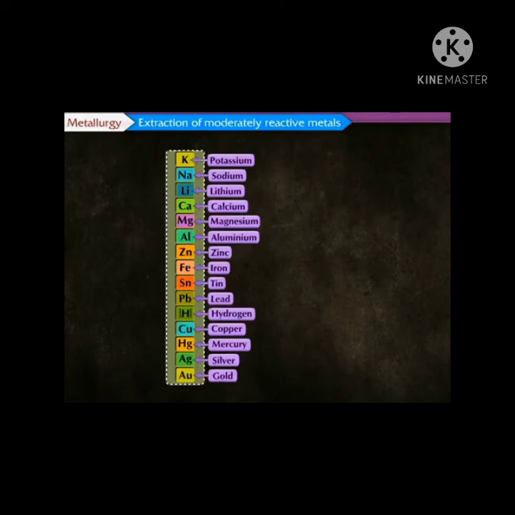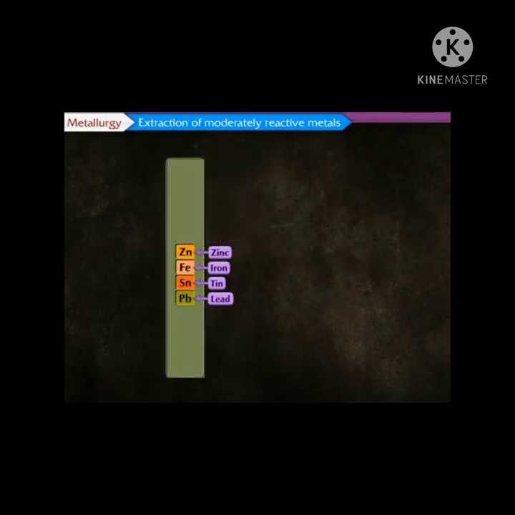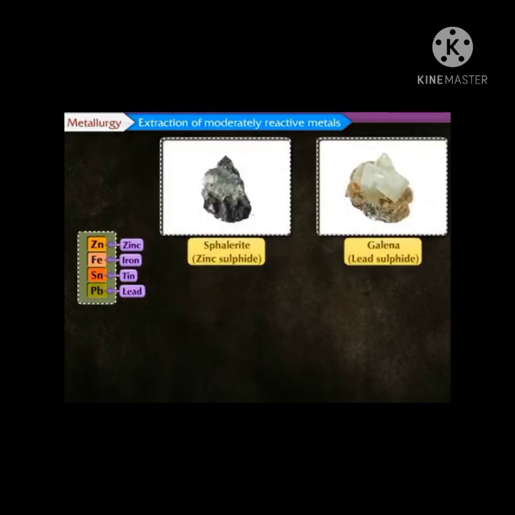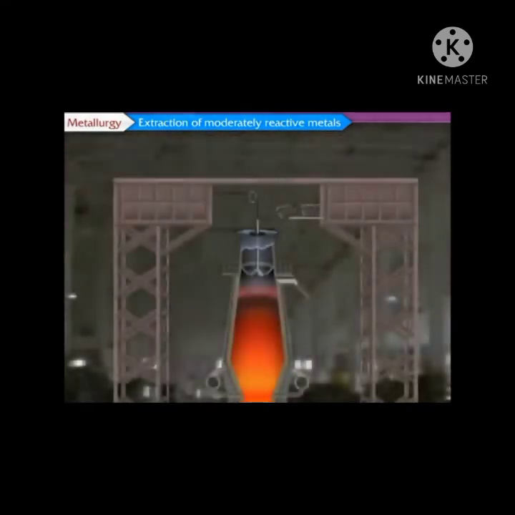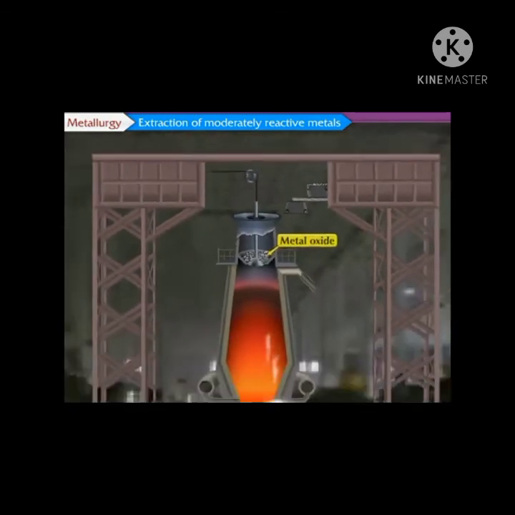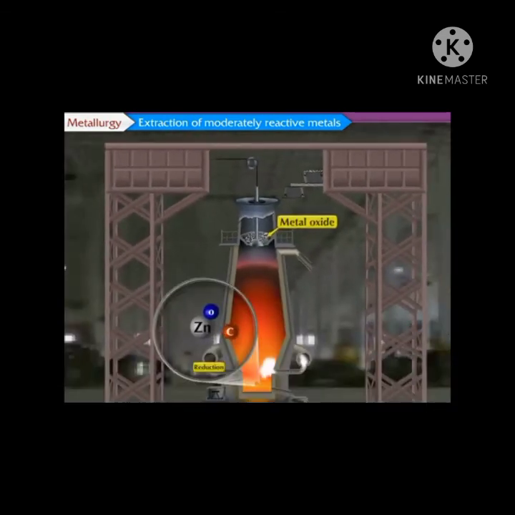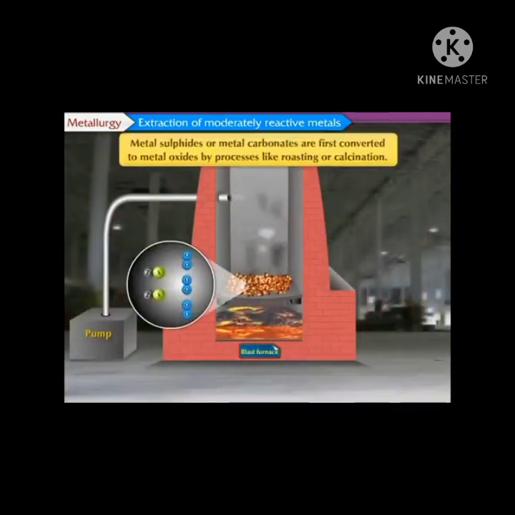Extraction of moderately reactive metals. Metals placed in the middle of the reactivity series, that is zinc, iron, tin, lead, are moderately reactive. These metals are usually present in the form of their sulfides or carbonates. It is easier to obtain a metal from its metal oxide by reduction than from its metal sulfide or metal carbonates. Metal sulfides or metal carbonates are first converted to metal oxide by processes like roasting or calcination.